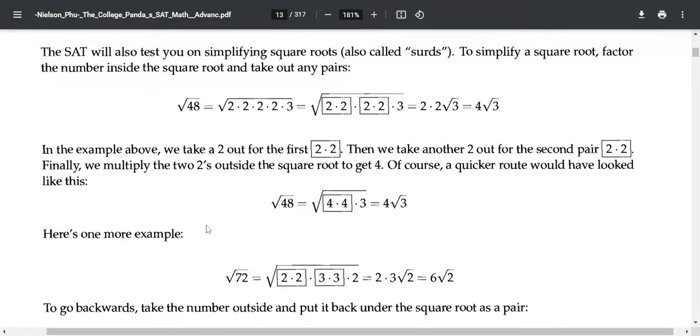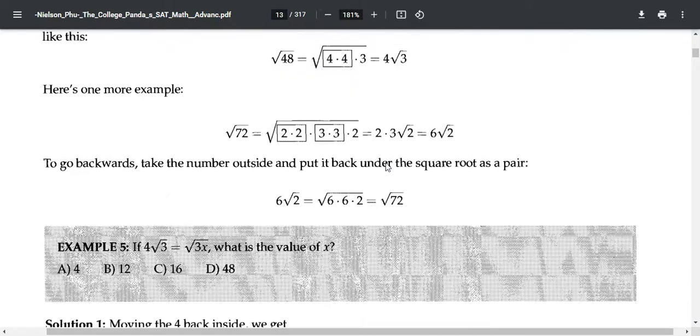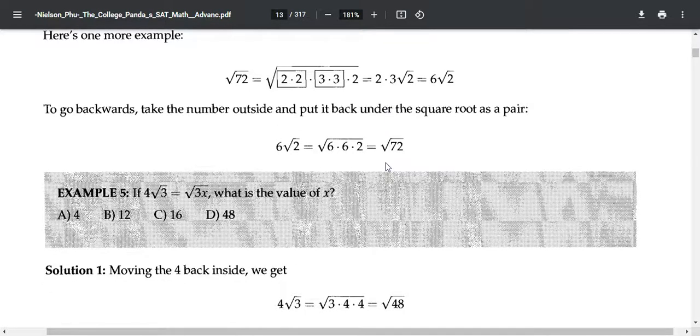Now in the example above, we take 2 out for the first pair, then we take another 2 out for the second pair. Finally we multiply the 2s outside the square root, and we get 4. Of course, a quicker route looks like this: square root of 48, factorize it, and we take it as 4 root 3. Now here is one more example. As you can see, for the square root of 72, you just factorize it, make pairs, and take that digit outside the square root, writing it only once, and you can find the answer.